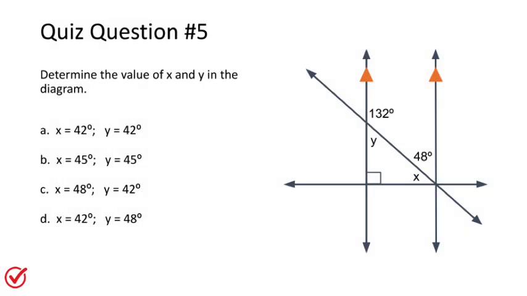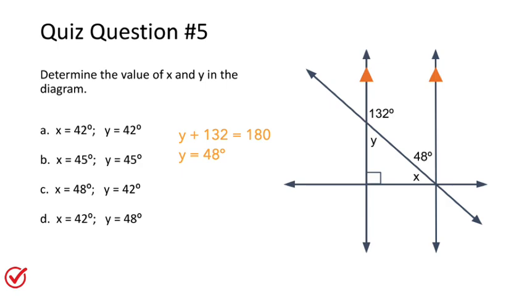Question number 5. We are asked to determine the value of x and y in the diagram. And what we want to notice is that y and 132 are supplementary. They form a linear pair. So we add the two measures and set it equal to 180, so y equals 48 degrees.